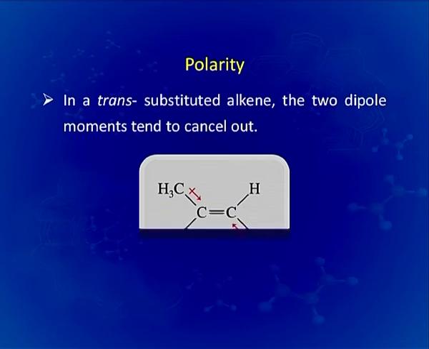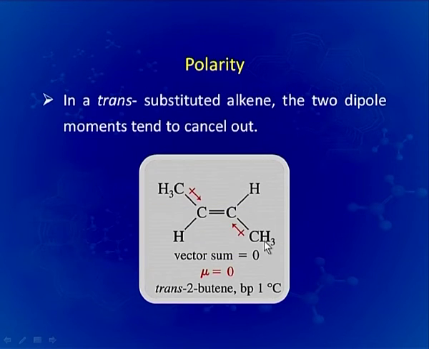In a trans substituted alkene, the two dipole moments tend to cancel out. This is very interesting. In trans, the two alkyl groups, say methyl in this case, are trans to each other with respect to the double bond. So, they are trying to donate the electrons to these two carbons in opposite directions. Therefore, the vector sum is 0. If an alkene is symmetrically trans disubstituted, the dipole moment is 0.